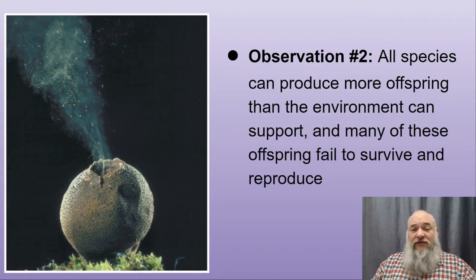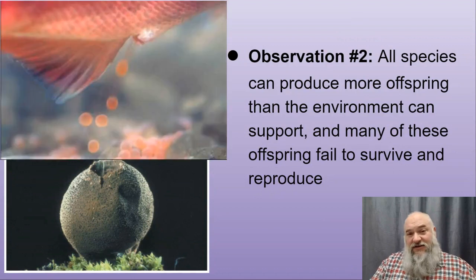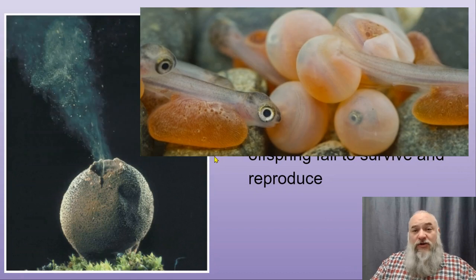Most of them don't. If they all did, the Earth would be covered with puffballs. Okay, they don't. Most of them don't survive. That's why salmon lay thousands of eggs, but maybe a few dozen survive. All the other ones don't. So, they survive long enough to reproduce.